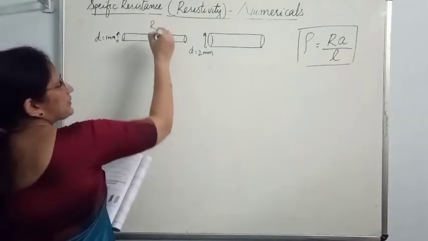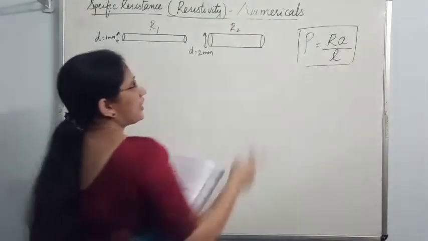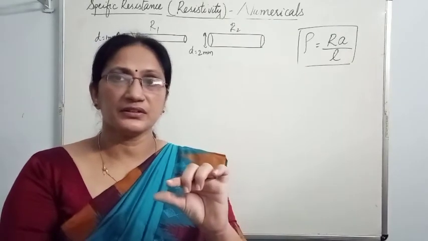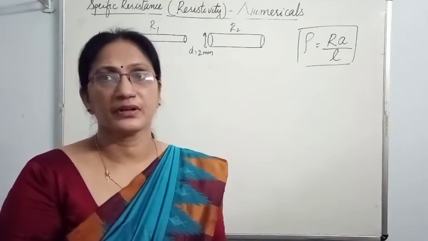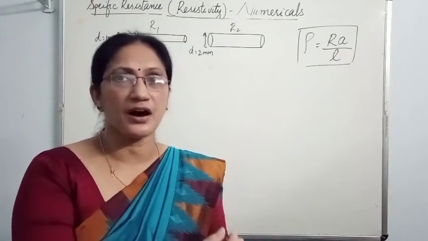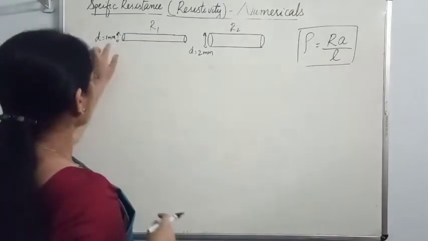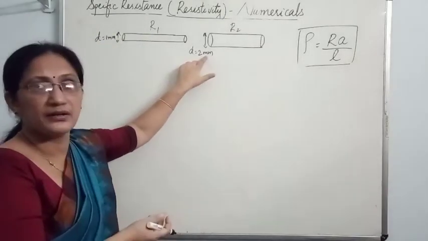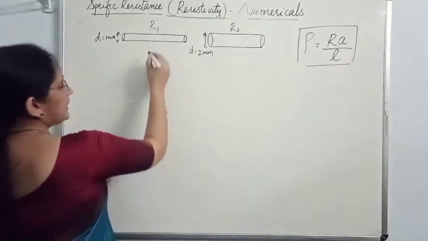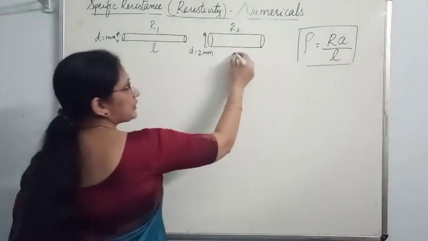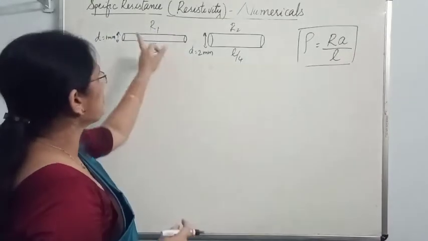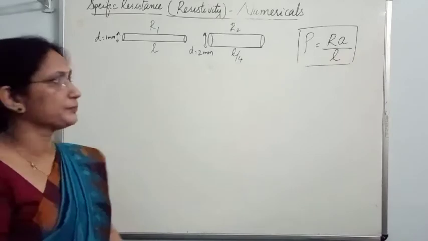Let the first wire be of resistance R1, second one is of R2. In previous numerical we discussed when diameter becomes half, length becomes 4 times. Here diameter becomes double, means length reduces to 1/4, reverse concept. If initially the length was L, here the length will be L by 4. Okay. Now how will you find out the ratio of R1 and R2?